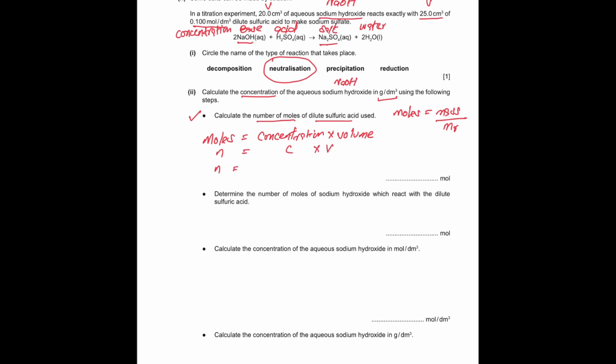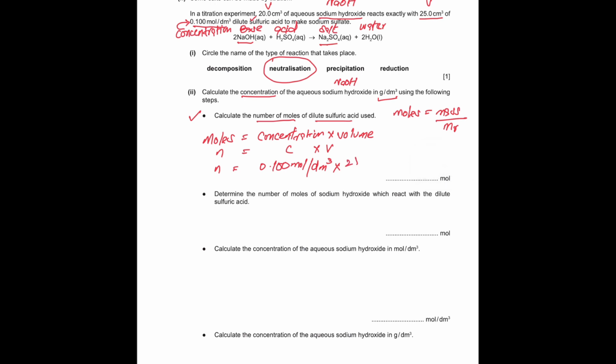So n is equal to c, where c is the concentration of dilute sulfuric acid. Look here, the concentration of dilute sulfuric acid is 0.100. So its concentration is 0.100 mole per decimeter cube. You can even solve without writing the unit here, but I'm going to write it because the volume has centimeter cube. So I'm going to convert the volume into decimeter cube. You know that if the units are not the same, you can't solve the question.